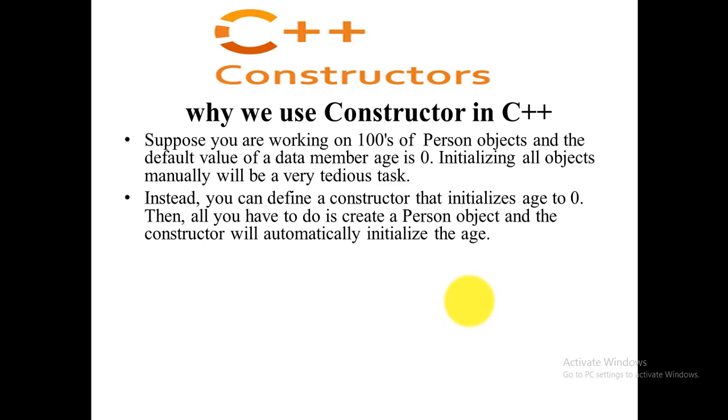Instead, we define a constructor that initializes age to 0. Then all you have to do is create a person object, and the constructor will automatically initialize the age. So whenever we create a new object, the constructor will be automatically called, and it initializes the person's age as 0 by default. So now there are no restrictions on members, no restrictions on persons; you can add as many objects and as much data as you want in your program. So there is no restriction. This is the main advantage of a constructor.